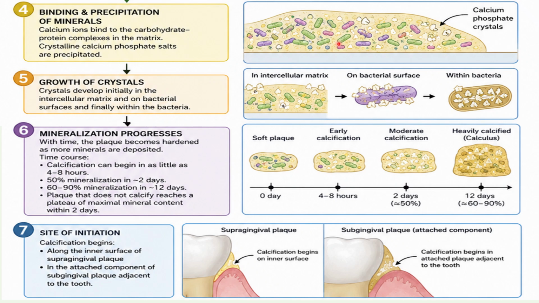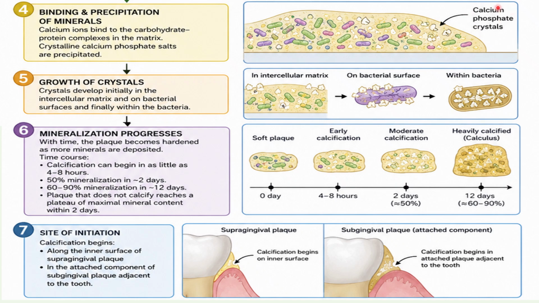Coming to the next step, that is binding and precipitation of minerals. The calcium ions bind to the carbohydrate-protein complexes present within the plaque matrix, and once the concentration reaches supersaturation, calcium phosphate salts precipitate, which forms the first microscopic mineral crystals, that is calcium phosphate crystals. So this is the beginning of plaque calcification.